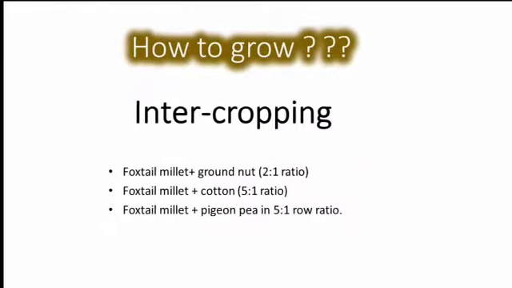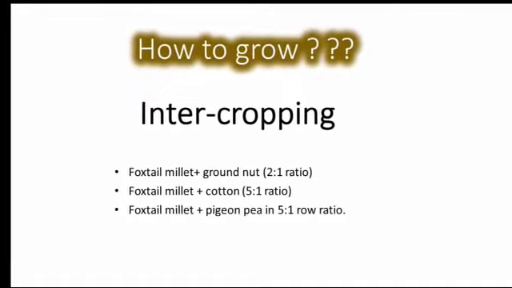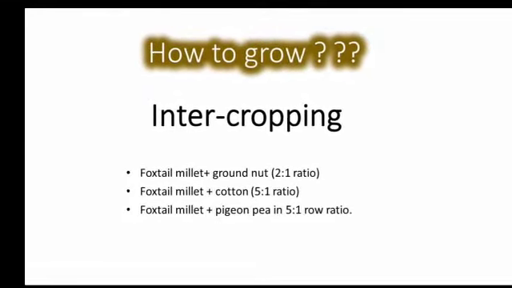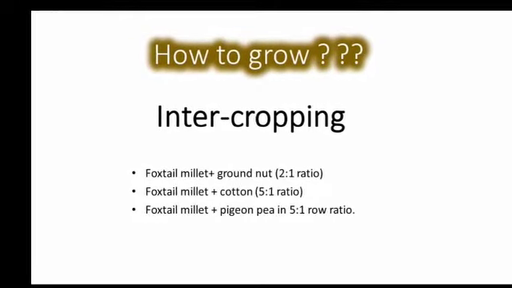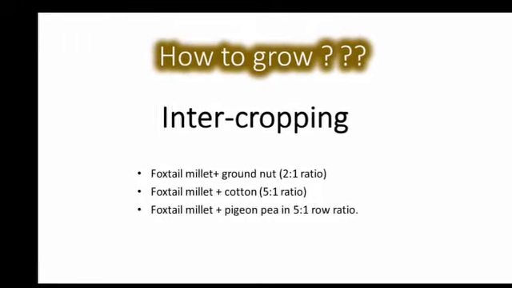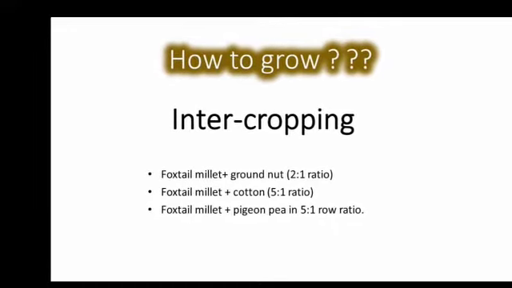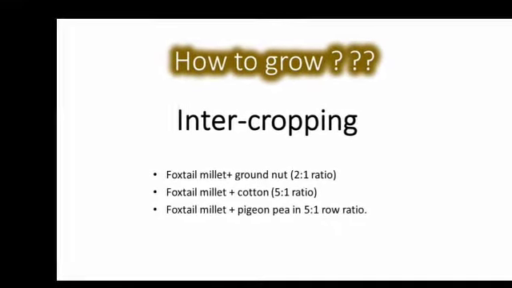You can also intercrop this millet crop with groundnut, mungpali. Foxtail millet may be intercropped with cotton in 5 to 1 ratio, and foxtail millet may be intercropped with peas and pigeon pea, arhar, in 5 to 1 ratio.